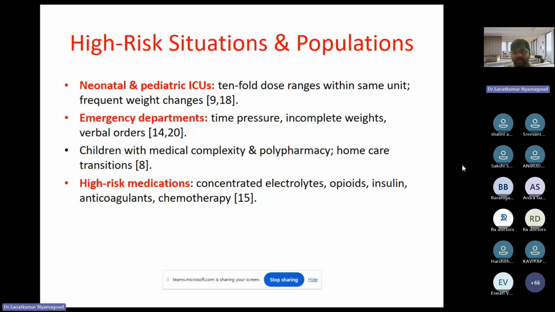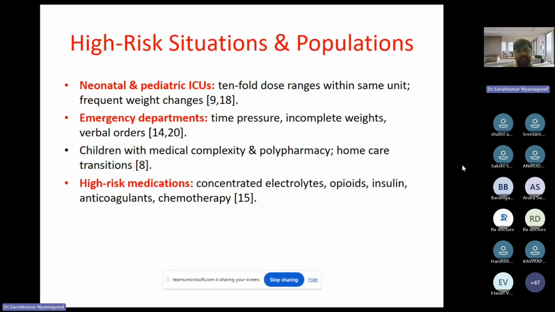Many times, because of time pressure, medical professionals are unable to take the actual correct weight, and they may measure incomplete weights. Sometimes they may give verbal orders to junior doctors to just write and provide medications. During this time, errors are highly possible in the emergency department.